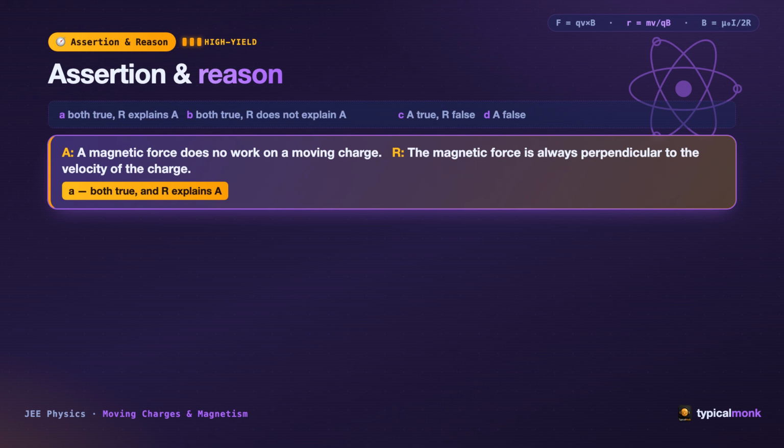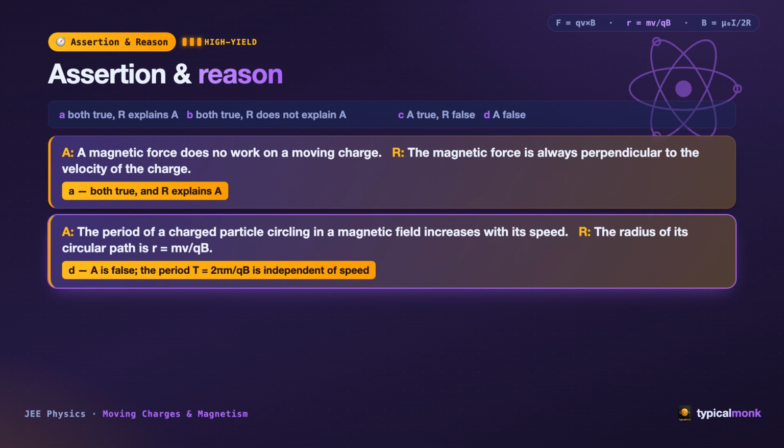Now an assertion and reason drill. For each pair, are both true, and does the reason explain the assertion? First pair. Assertion: a magnetic force does no work on a moving charge. Reason: the magnetic force is always perpendicular to the velocity of the charge. Both are true, and the reason directly explains the assertion. A perpendicular force can do no work. The answer is A.